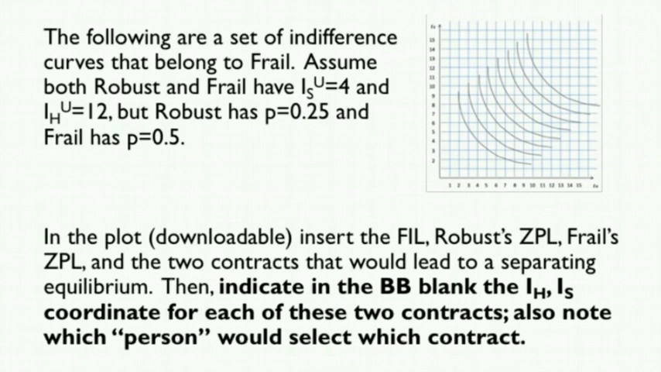So this isn't the correct answer, but I'm just giving you an example here. What you would need to turn in would be something like the two income combinations that would lead to a separating equilibrium would be IH equal to 1, IS equal to 2, the frail person would get that. The other contract would be IH equal to 7, IS equal to 3, the robust person would get that. Again, those aren't the right answers, but that's the format of what I'm looking for. Make sure this is super understandable.